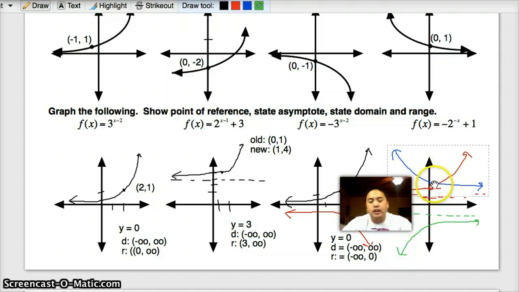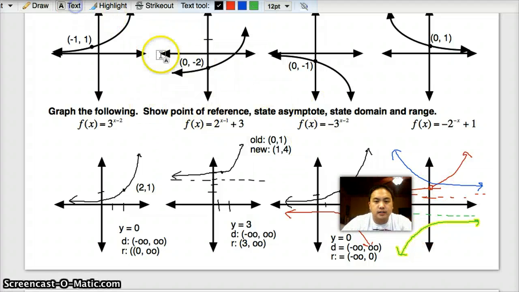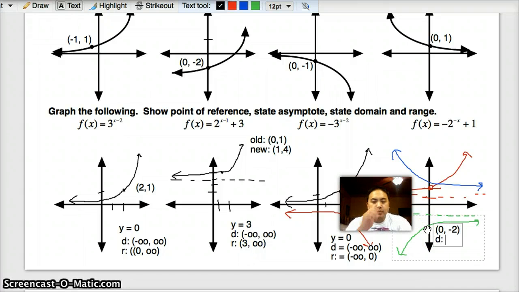So in my red line, it used to be moved up 1, at (0, 2), but since it's down here, my new reference point will be at (0, -2). My domain, same thing, I'm still allowed to put any number in, so it's still going to be -infinity to infinity. And then my range is a little bit different. I go no higher than -1, and then go all the way down to -infinity. So I'll write that.